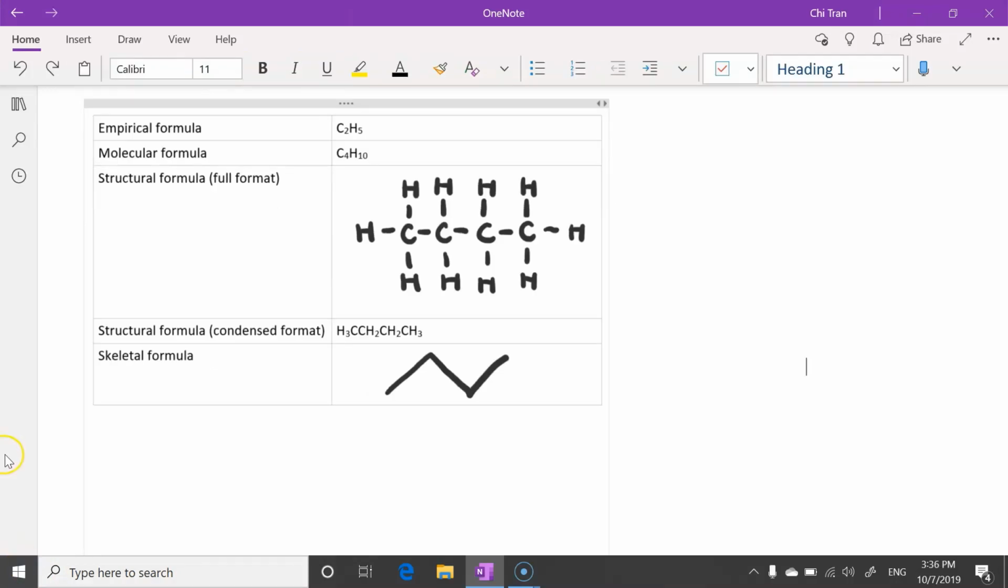The table shows the final answer for this question and the different formats that you can represent butane.